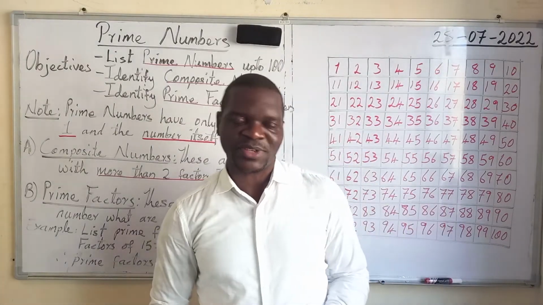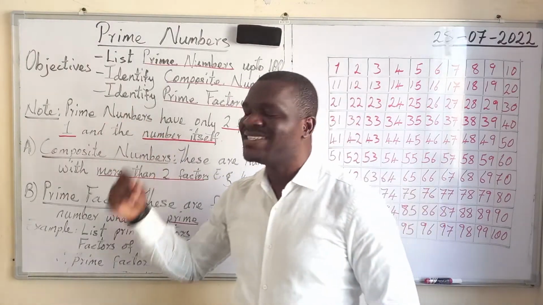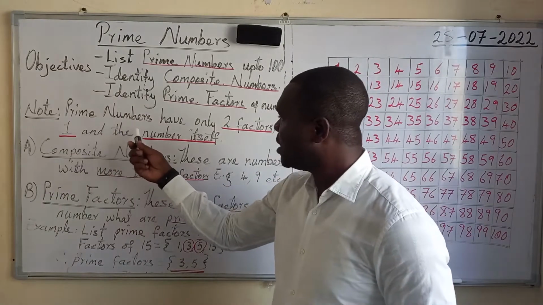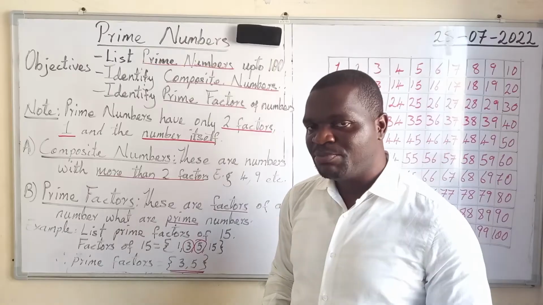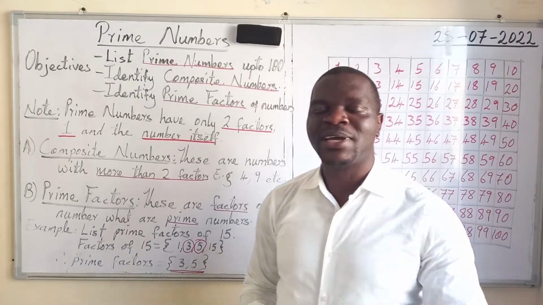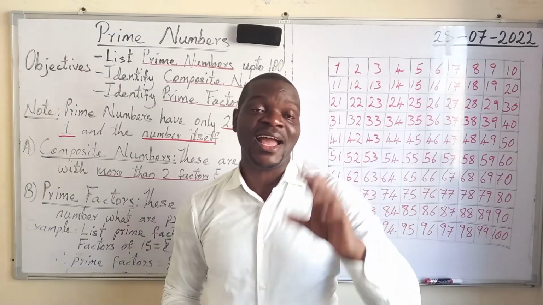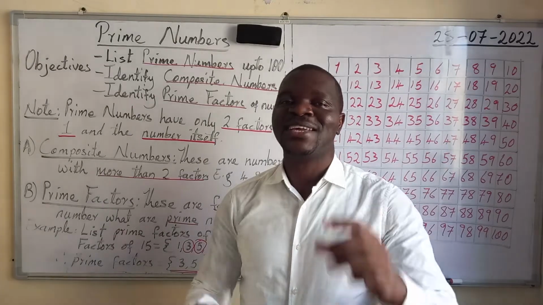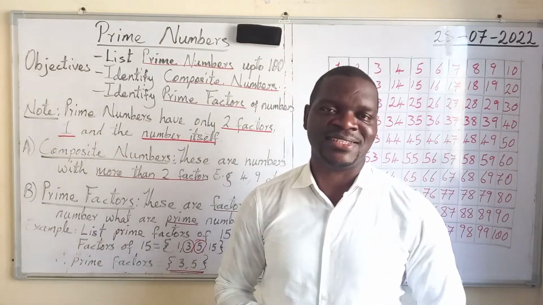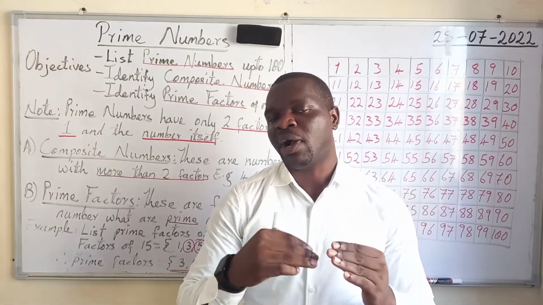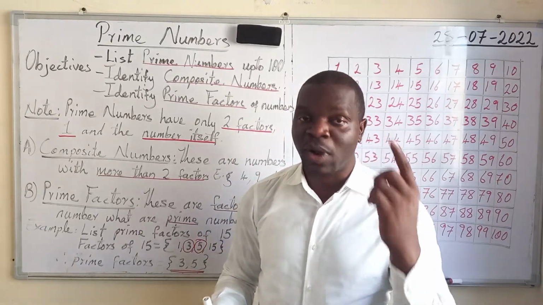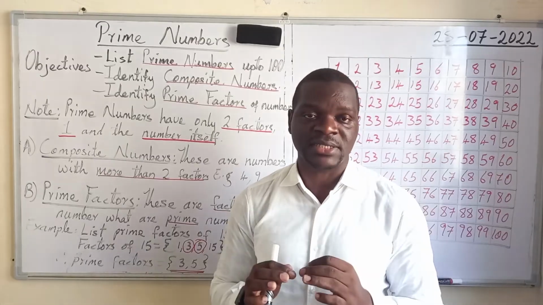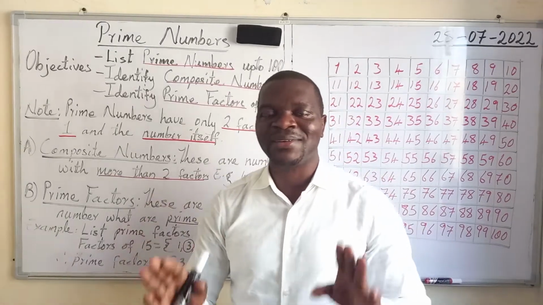Let's take note of something before we proceed. What is a prime number? A prime number is a number that has only two factors. I repeat, a prime number is a number that has only two factors. And what are these two factors? 1 and the number itself. So if you are calculating the factors of a number and you find a number that has 1 as its factor and the number itself, these are prime numbers.